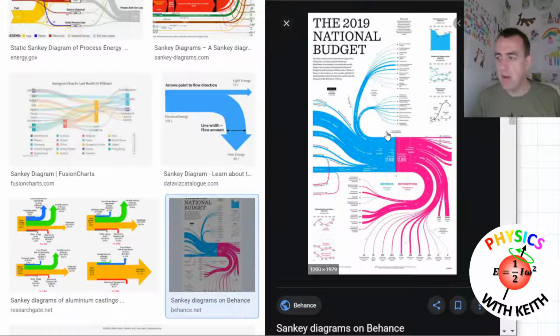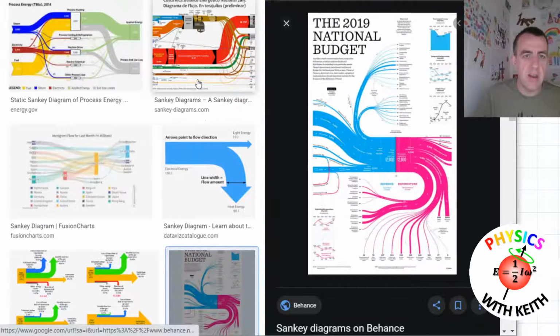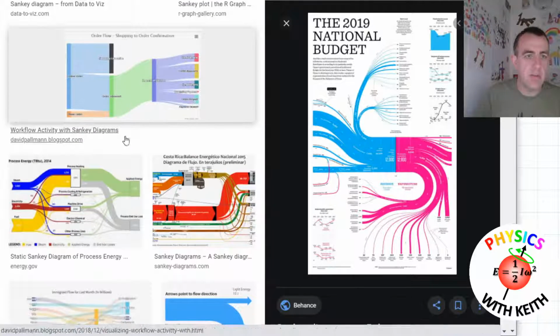Where's the money coming in? Where's the money going out? Again, you probably can't see this on the screen, it'll be a bit too small, but you get the idea that the Sankey diagram, where the thickness of the arrow is showing the proportionality of the amount of that quantity, in this case it's money. However, let's pick a different example.